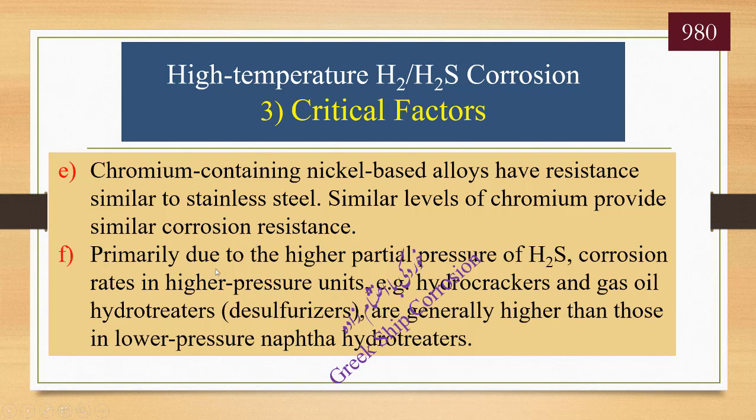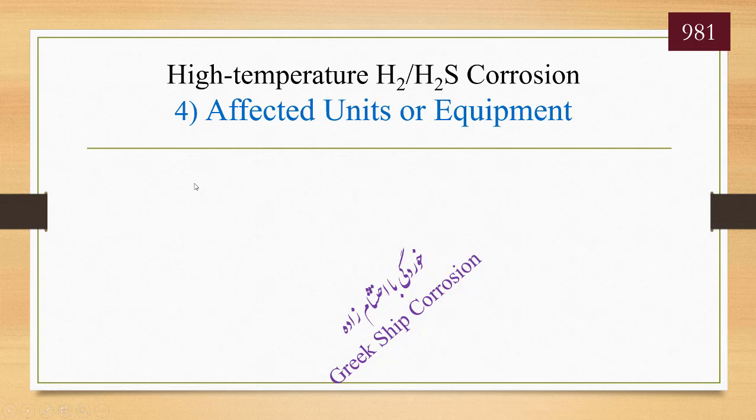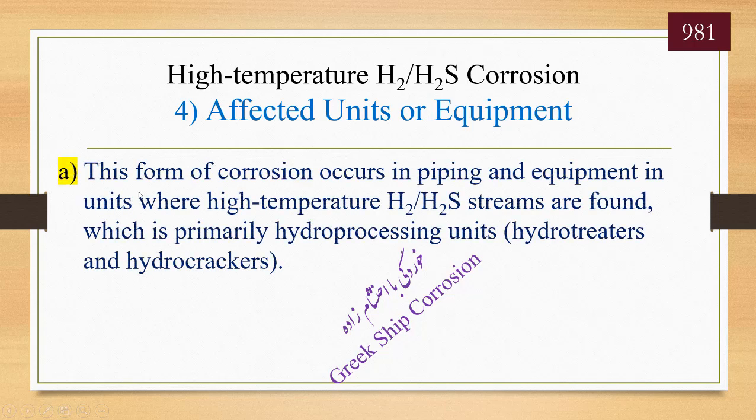F. Primarily due to the higher partial pressure of H2S, corrosion rates in higher pressure units, for example hydrocrackers and gas oil hydrotreaters, desulfurizers, are generally higher than those in lower pressure naphtha hydrotreaters. 4. Affected units or equipment. A. This form of corrosion occurs in piping and equipment in units where high temperature H2S streams are found, which is primarily hydroprocessing units, hydrotreaters, and hydrocrackers.